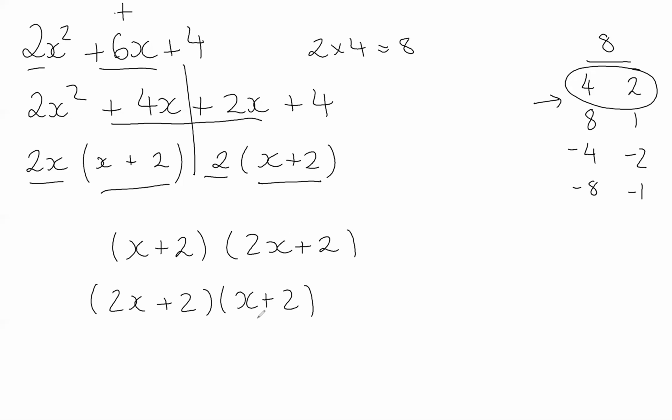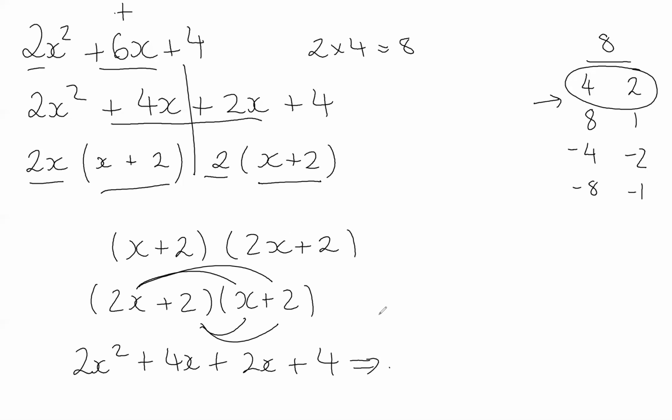Remember as well, you can check your answer by multiplying it out. So 2x times x is 2x squared, 2x times 2 is 4x, plus 2x, plus 4. And simplifying that gives us what we had up here.